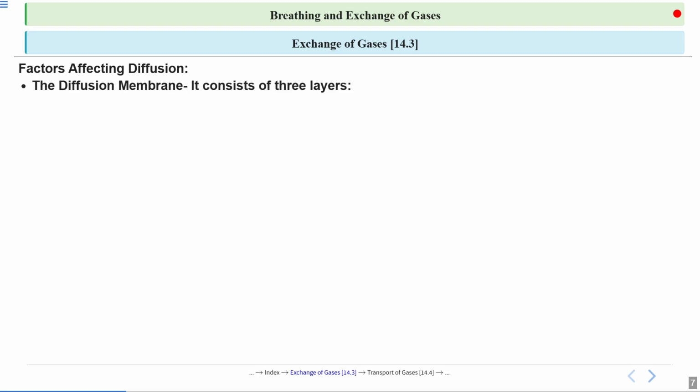The diffusion membrane consists of three layers. The first is the thin squamous epithelium of the alveoli that we have already seen, right? The squamous epithelium helps in gaseous exchange, and we have already discussed that squamous epithelium is the thinnest epithelium and the rate of diffusion is higher if you compare it with other types of epithelium.